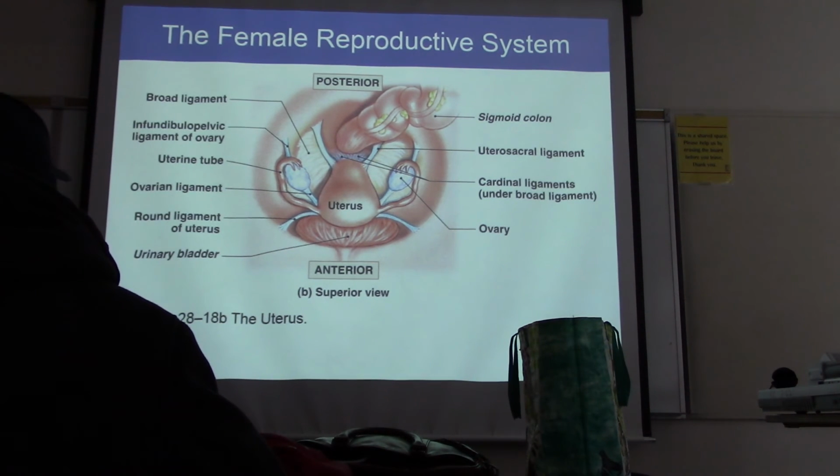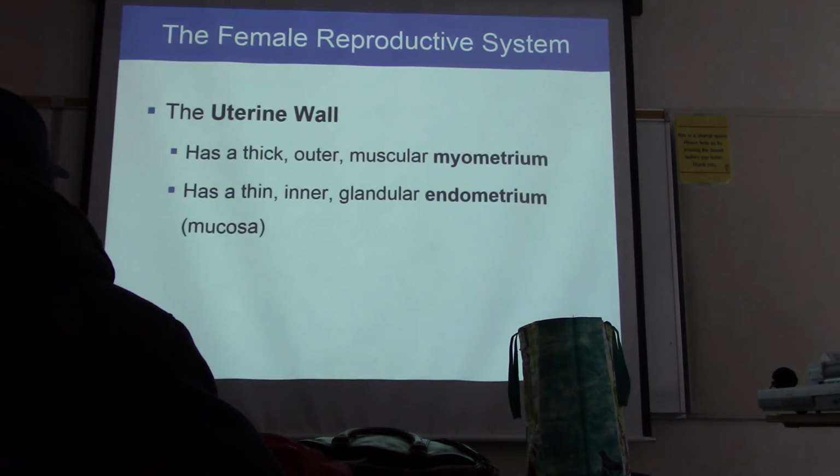You're looking down into the pelvis. The bladder, you know, is going to be on the front. The colon, you know, is going to be on the back. And then you figure it out from there.